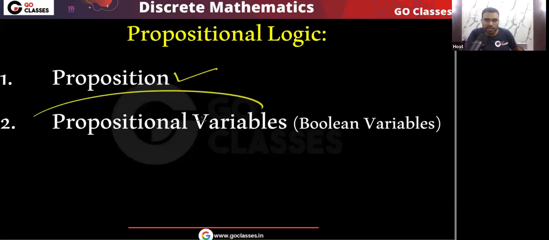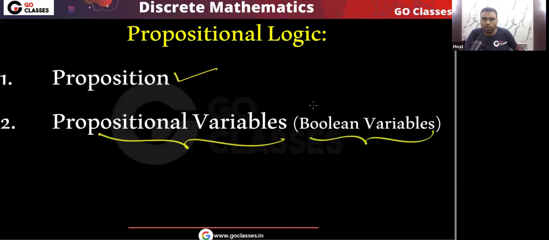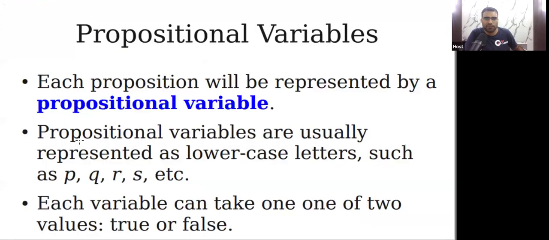Now this is the next topic that we need to study, that is propositional variable. You can also call it Boolean variable. These two things are the same. Now let's see what this propositional variable is. The definition is very simple. Each proposition will be represented by a propositional variable.